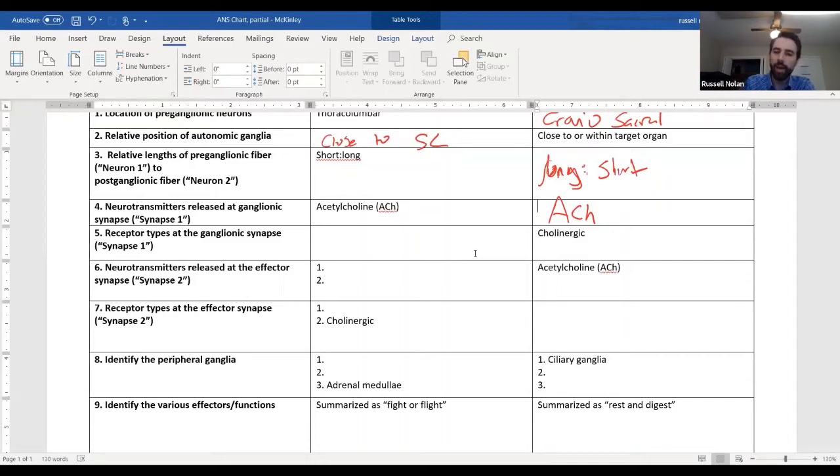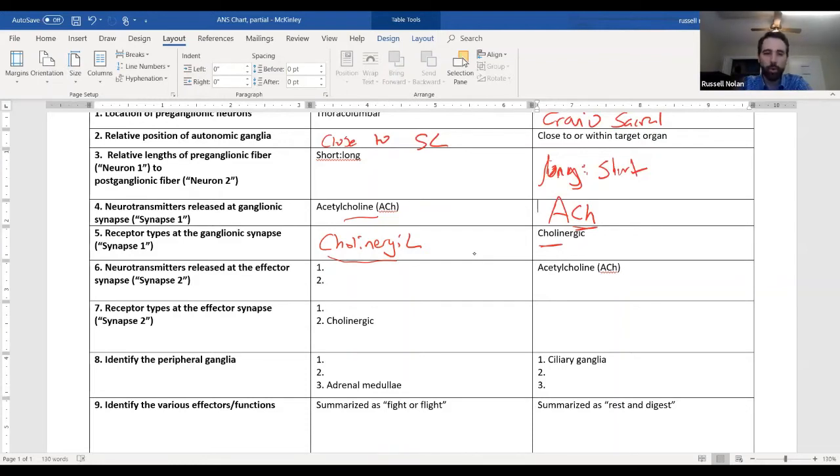So if I have a synapse that is releasing acetylcholine, we need to have receptors that bind acetylcholine. And so receptors that bind acetylcholine are called cholinergic receptors. So you can see acetylcholine, cholinergic, acetylcholine, cholinergic.